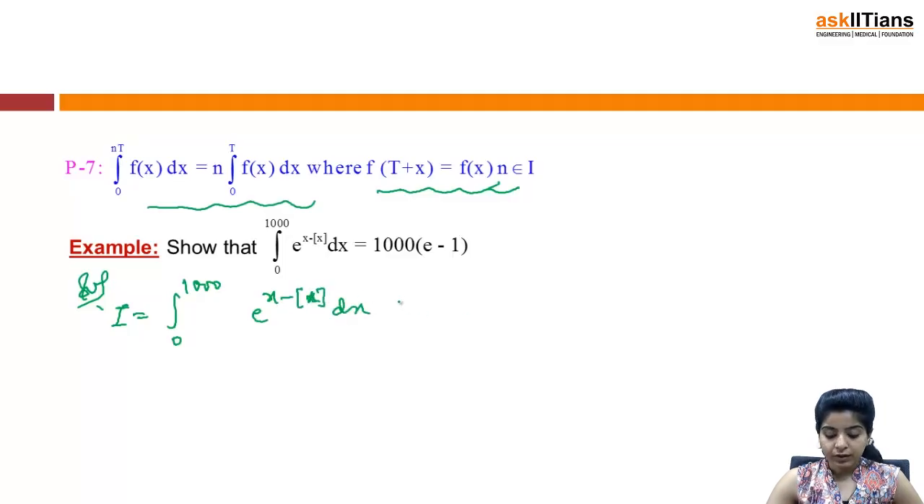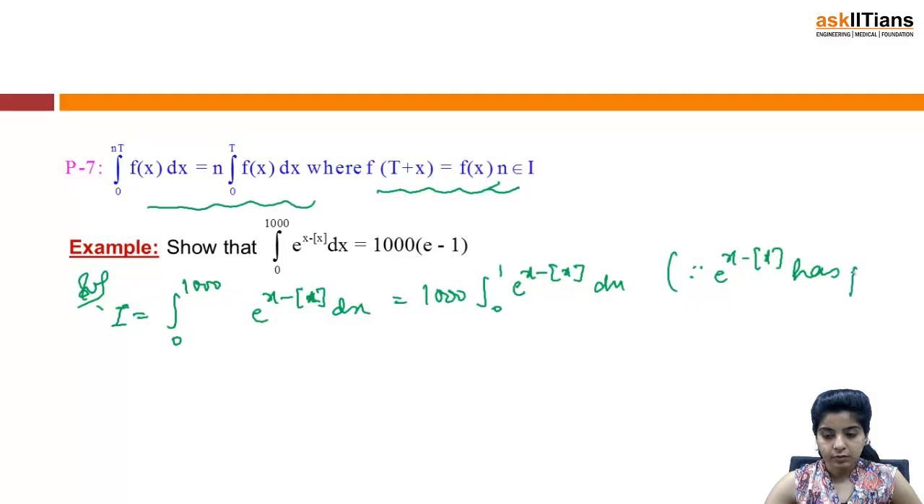This is my I. So this is equal to 1000 times the integral from 0 to 1 of e raised to x minus greatest integer x dx, since e raised to x minus greatest integer x has period 1. So just see, this property is in fact based on the period of a function only. So since this has period 1, I can write it as 1000 times the integral from 0 to 1 of e raised to x minus greatest integer x dx.